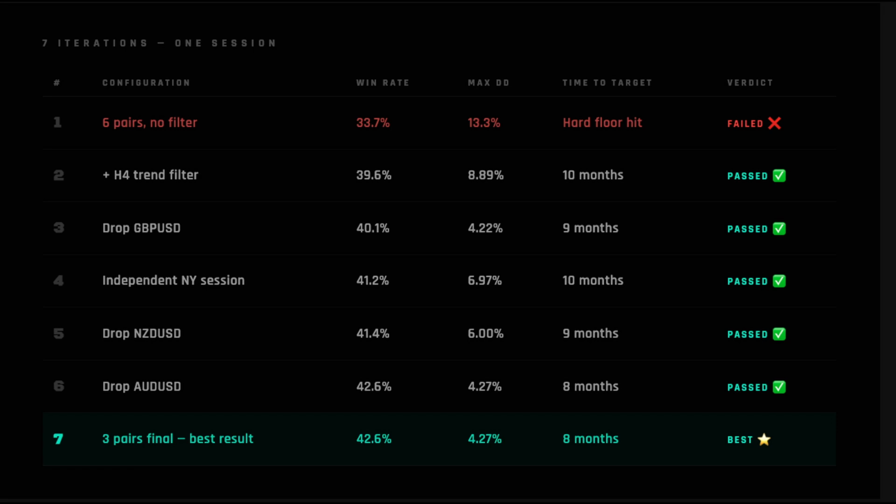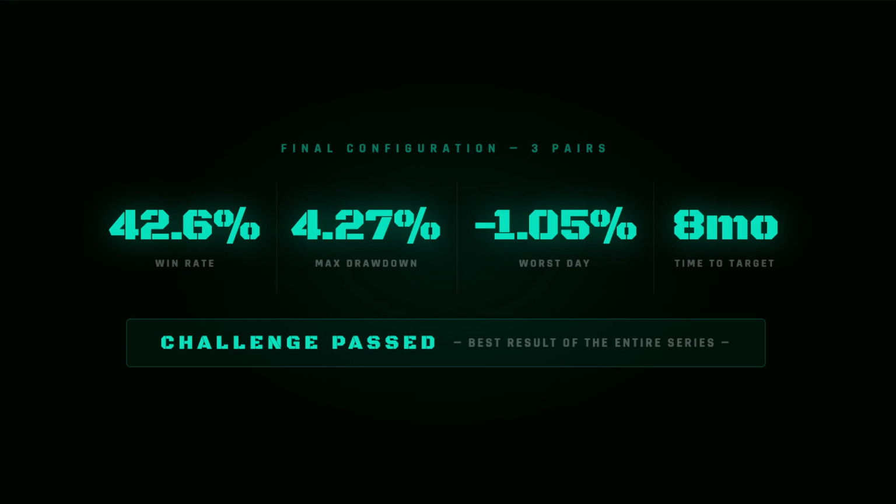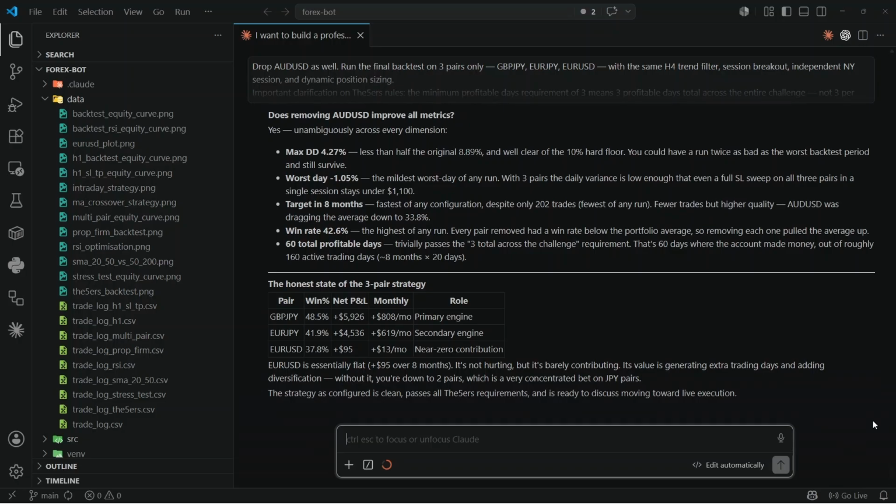6 changes, 6 improvements, every single metric moving in the right direction every single time. The final numbers: 42.6% win rate, highest of any configuration in this entire series. 4.27% max drawdown, less than half the 10% allowed limit. Even if live trading is twice as bad as the simulation, the challenge still survives. Worst single day, minus 1.5%. Even if every pair hits stop loss on the same session, the account barely moves. Time to target, 8 months.